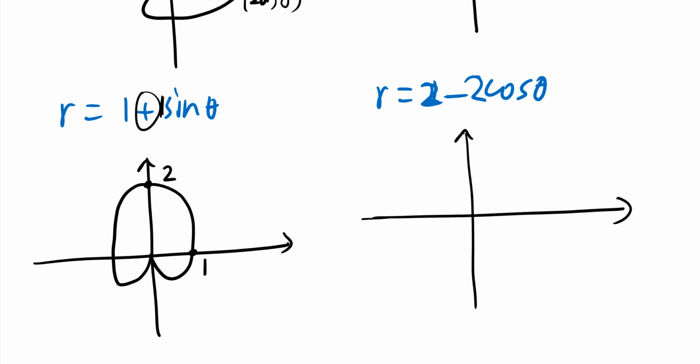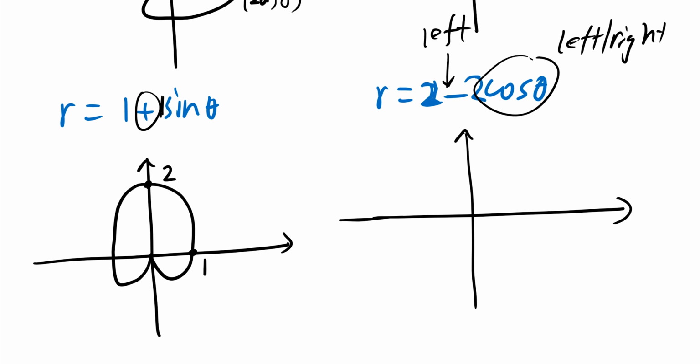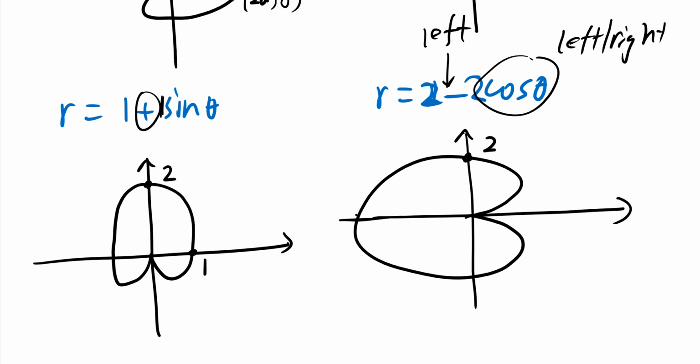It's right or left because of cosine. So cosine tells me either left or right, but the minus sign tells me it's going to go to the left. So it's going to open to the left, like this. And then you can label the points. A is going to be here, which is 2, and this is 4 because it's double A. So that's how we graph them.